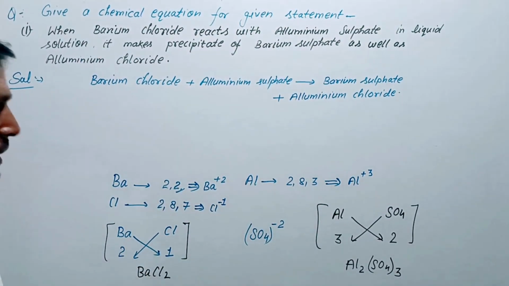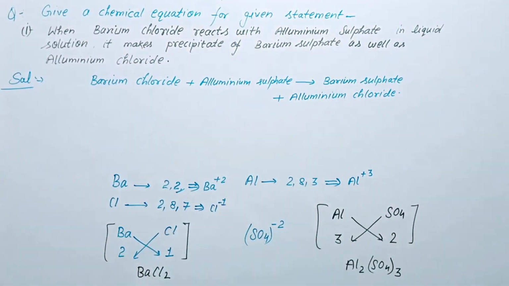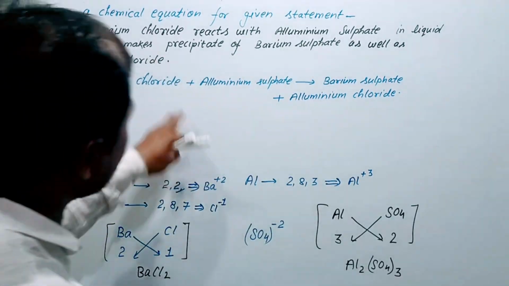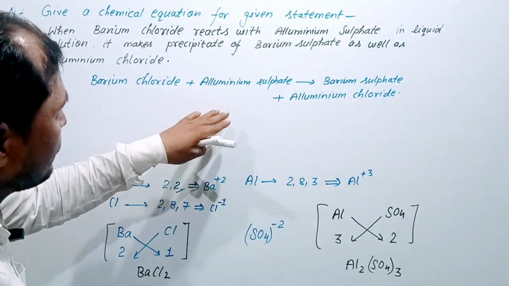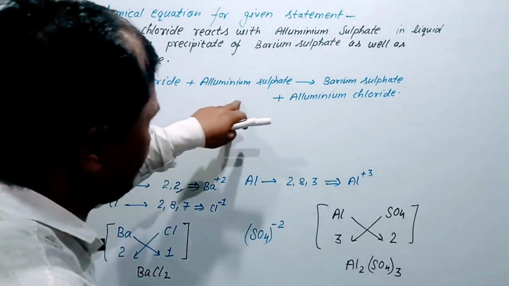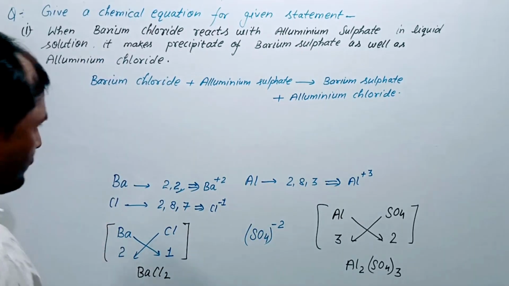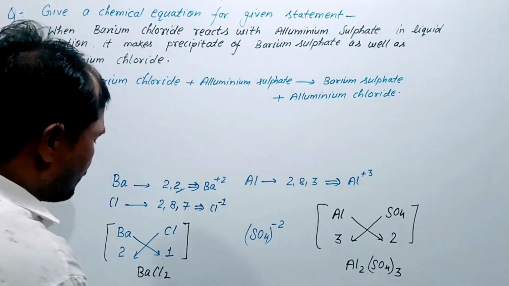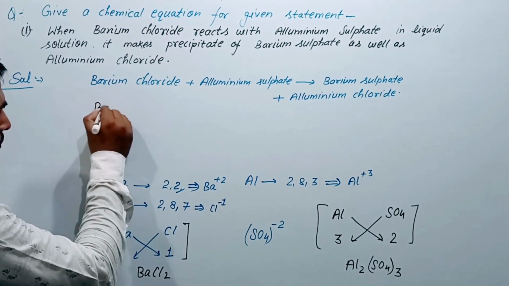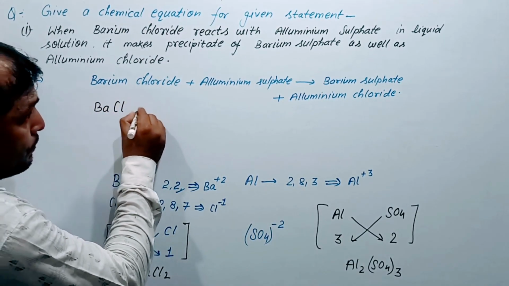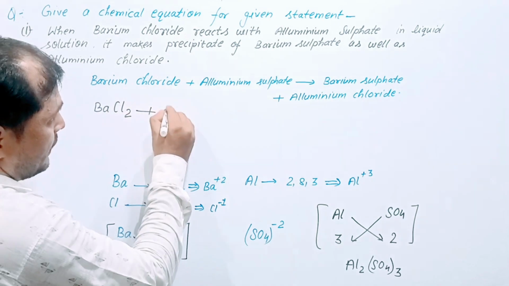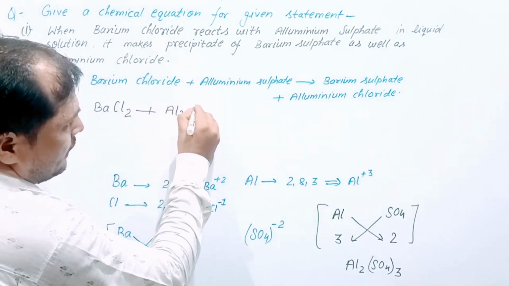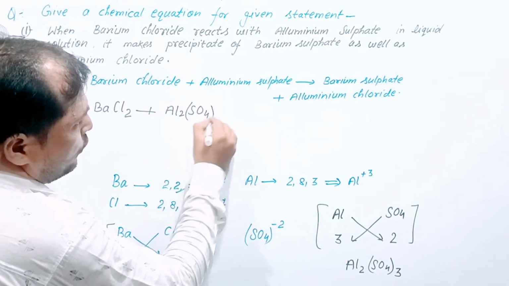Now write the symbols of compounds in place of word representation. Let us start to write BaCl2 plus Al2(SO4)3.